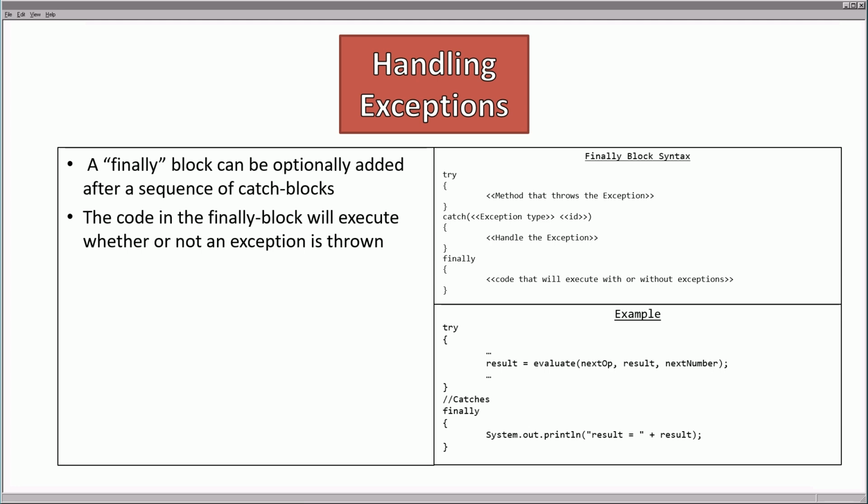In addition to all of this, you can optionally add a finally block after a try-catch sequence. So after all of the catches, you can write the finally, and the finally block will execute whether or not an exception is thrown. So notice that the finally occurs right here, and you just write the code that's going to execute with or without exception. So with our running example, we just omitted the catches for space sake, but we run the code evaluate, and then, no matter what happens, we System.out.println this string "result equals" appended to the result here.